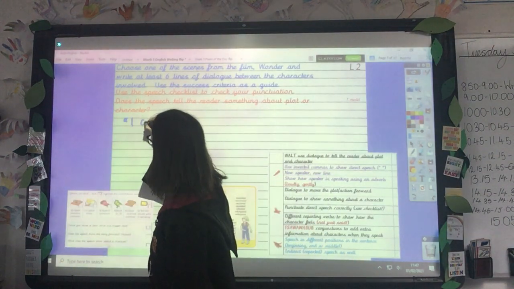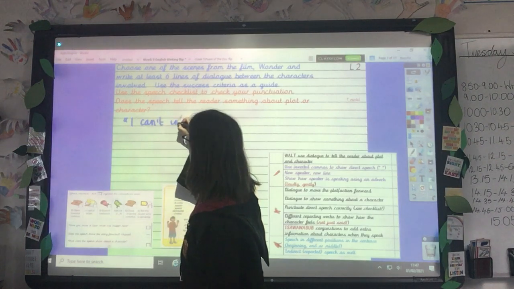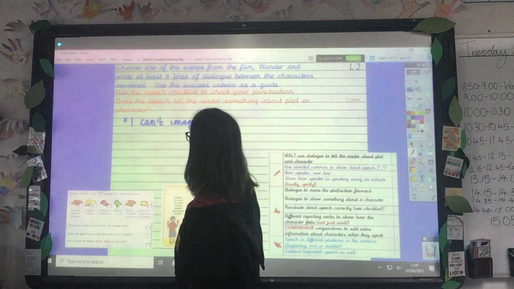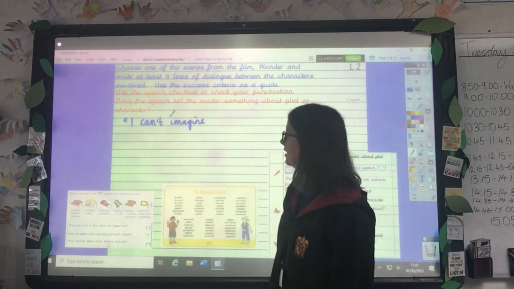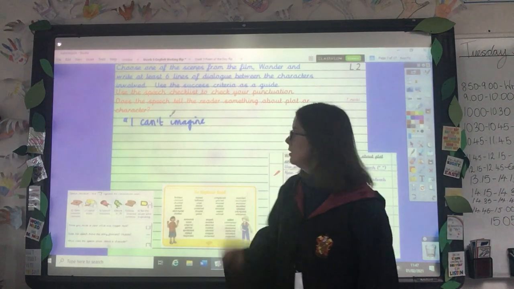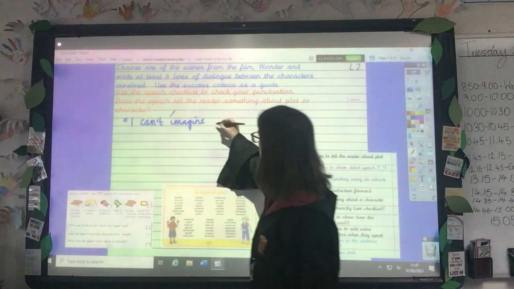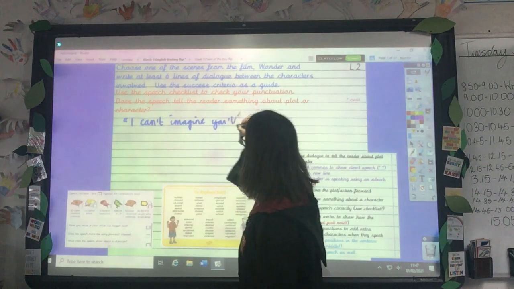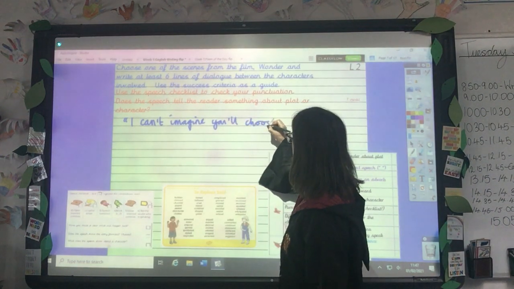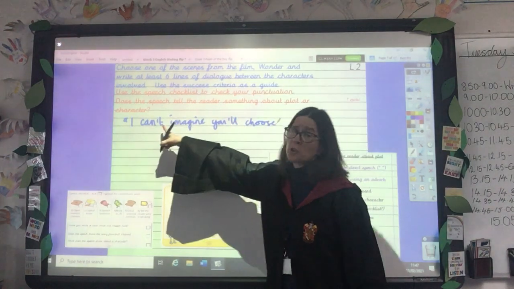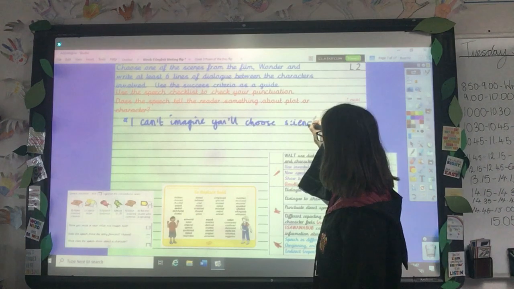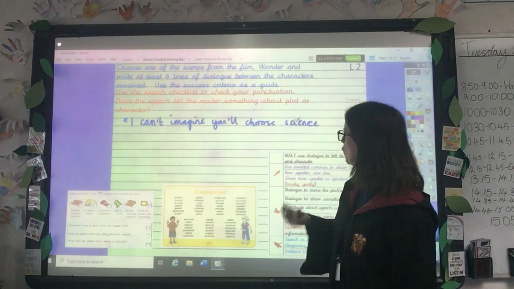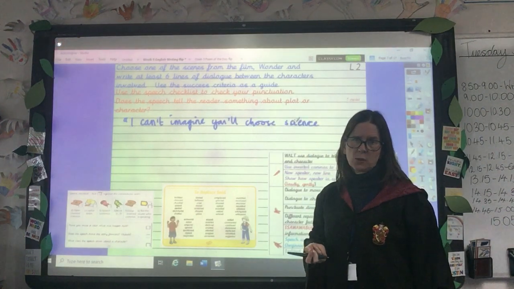So he's going to say, oh, Augie, I can't imagine you'll be choosing science. You've never been to school before. So I can't imagine you'll choose, don't forget you can use contractions because it's quite informal here, isn't it? It's informal conversation. I can't imagine you'll choose science. You've never been to school before.